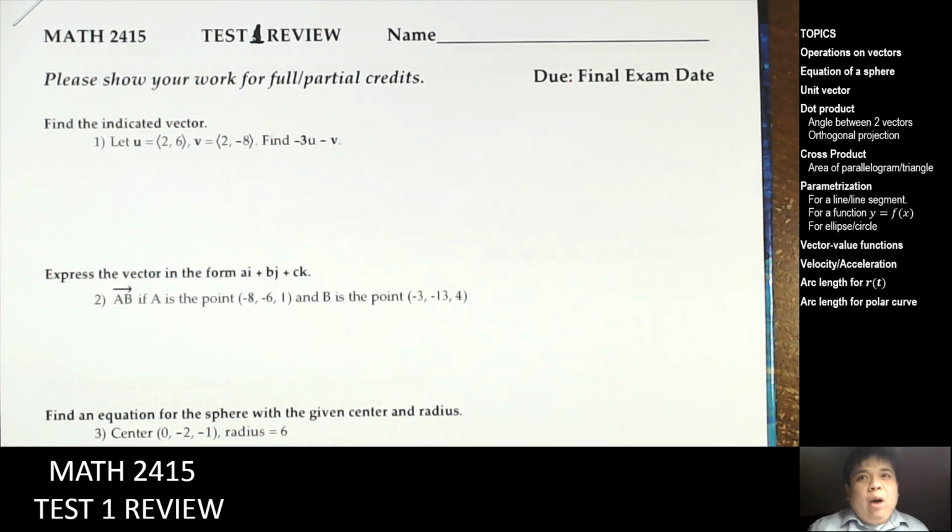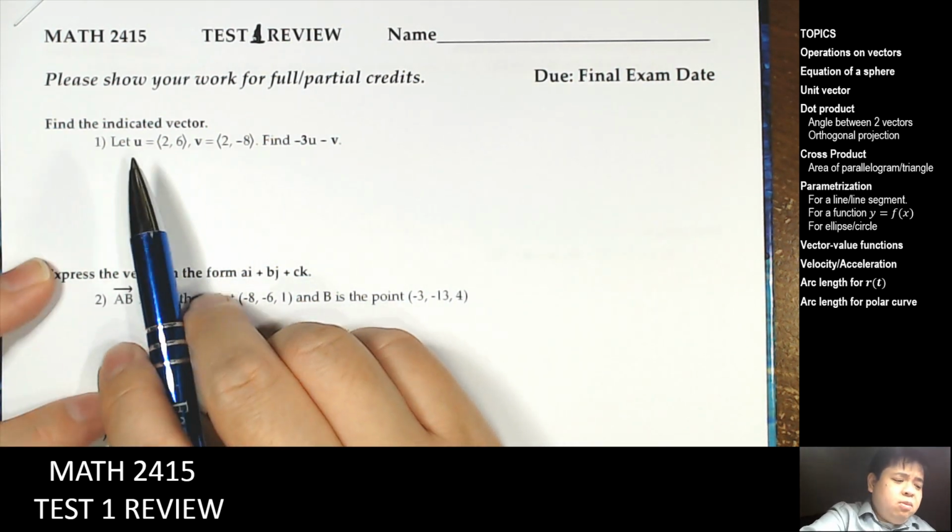Hi everybody, welcome to test 1 review in calculus 3. On the top you will see the topics of the questions that we need to go over. Right, let's start. First we have operations on vectors.